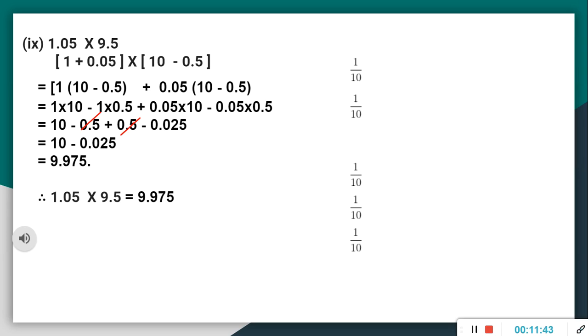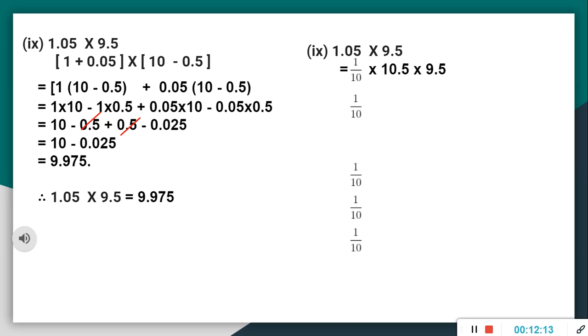Okay, this one is the direct method. But our question is using identity. So let's see how we could use the identity. So here 1.05 is equal to 1 upon 10 into 10.5. Means if we divide 10.5 by 10, what will we get? The point will move left side, isn't it? So that is equal to 1.05. So we can write 1.05 as 1 upon 10 into 10.5.